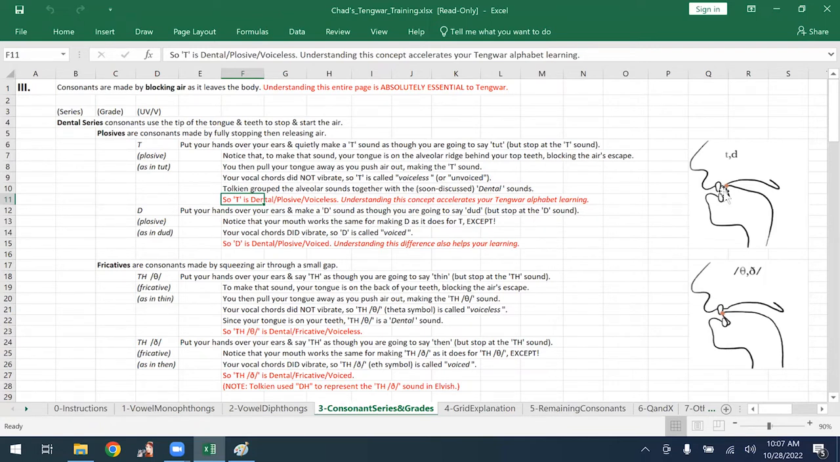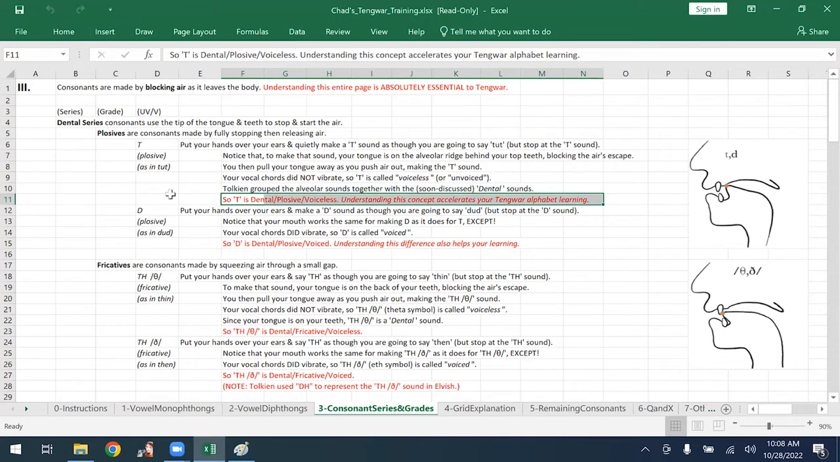If you do that, then you'll have the dental because of where your tongue is, the plosive because the air is exploding out of your mouth, and it is unvoiced because your vocal cords are not vibrating. So tut, tut, tut, tut. That is dental, plosive, unvoiced, or voiceless. I wrote that in red right here. Understanding that concept, everything I'm about to say has to do with those 3 things.